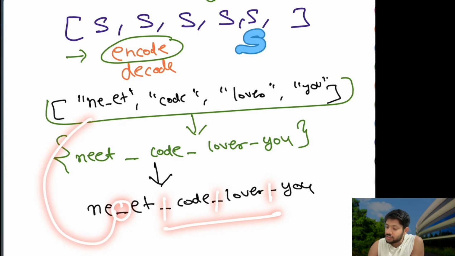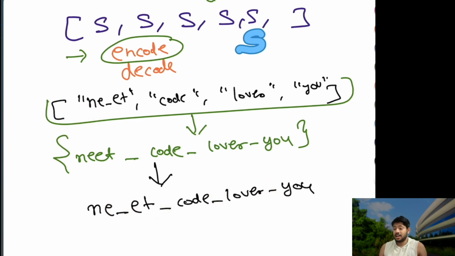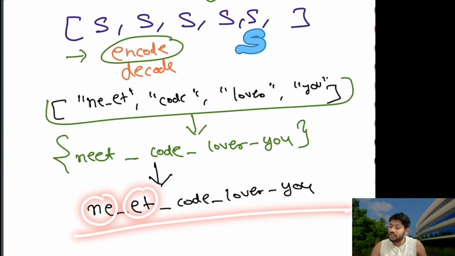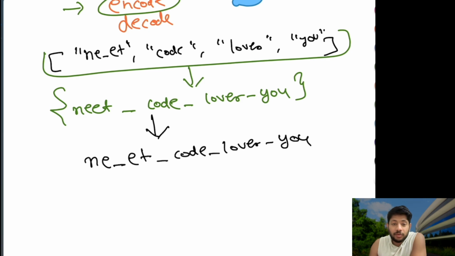This underscore is actually part of your string, but how do you recognize it? I mean, if you split it, it will be ne_et code lover u. Code lover u is fine, but ne_et is not fine. It is actually ne_et, right? So you will have to think of something smart.